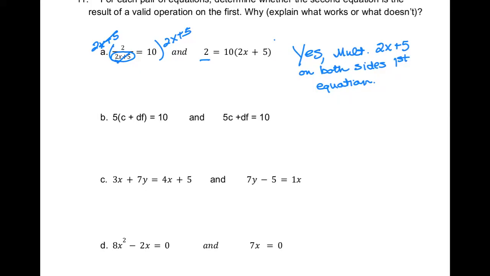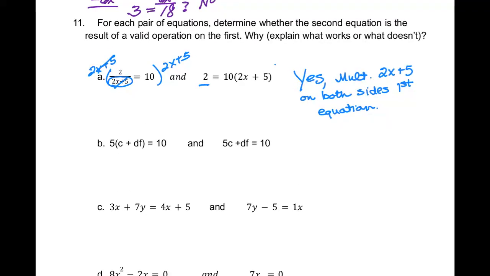All right, so the next one, letter B. 5 times quantity C plus DF is equal to 10, and 5C plus DF is equal to 10. Is there anything we can do to get from the first equation to the second? Anything to do from the first to the second?